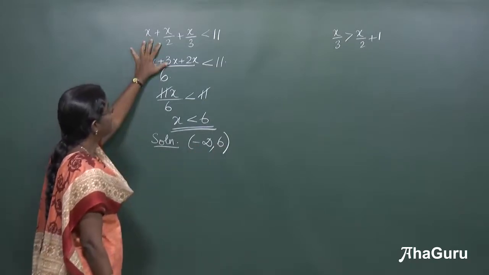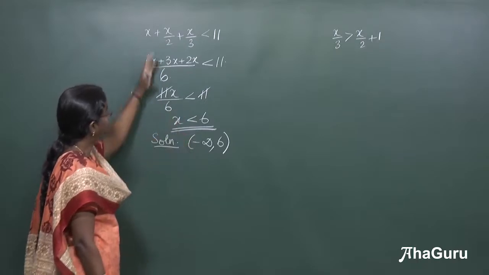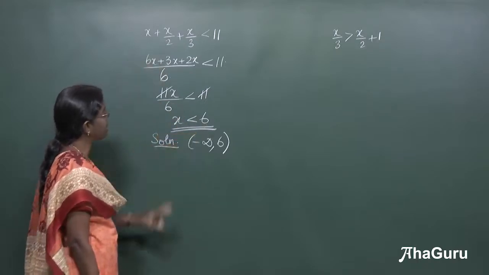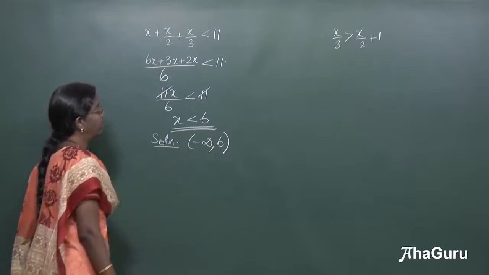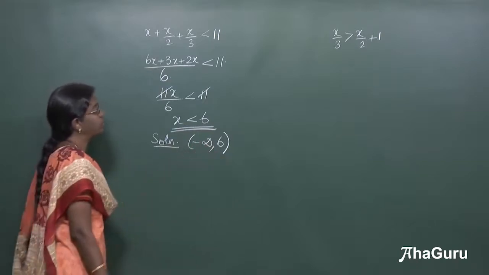Just carefully take the LCM, simplify it. When you simplify the inequality, you get x is less than 6, or the solution will be the open interval minus infinity to 6.